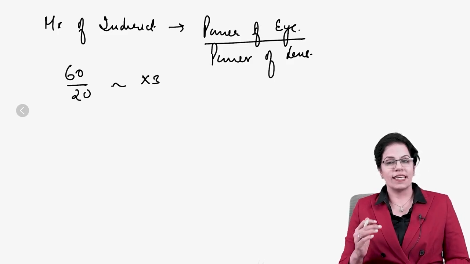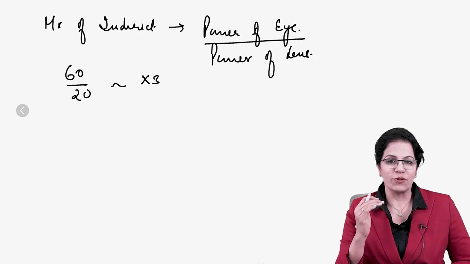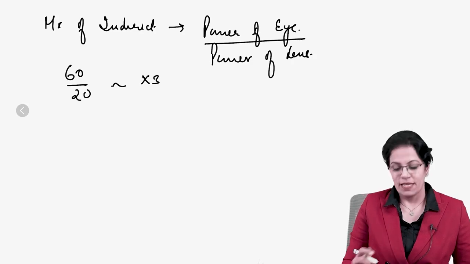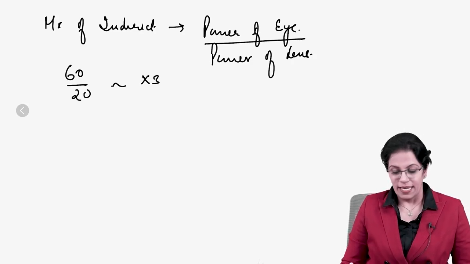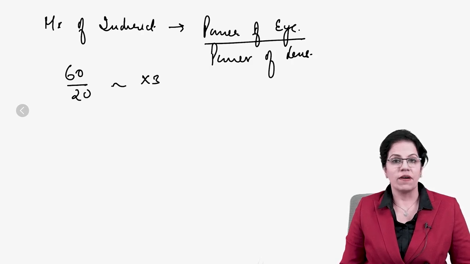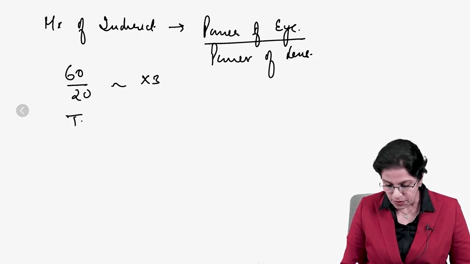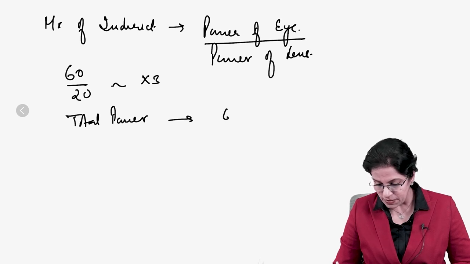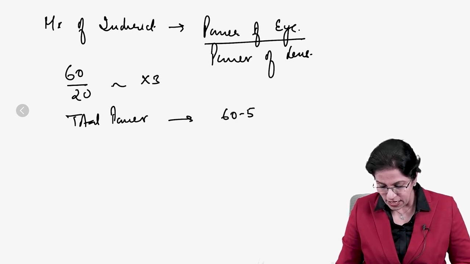Now suppose I say that the patient is hypermetropic by 5 diopters. What do you understand by that? Hypermetropia is less power. So if I say 5 diopters hypermetropic, what will be the total power in his eye? Please remember, in hypermetropia, total power is less. So it becomes 60 minus 5, right? So it is 55 upon 20.